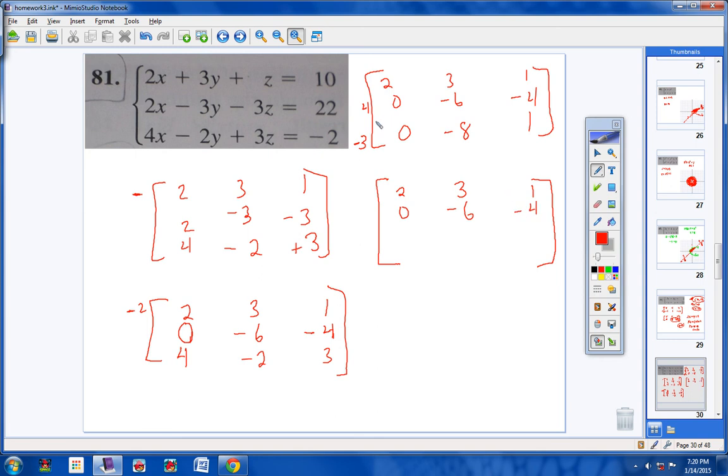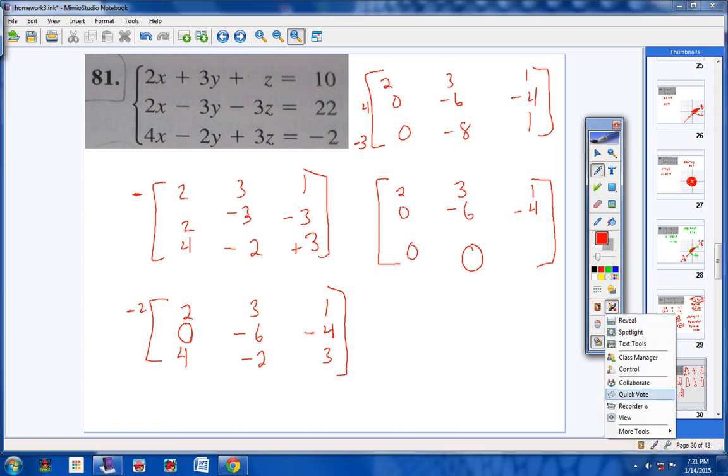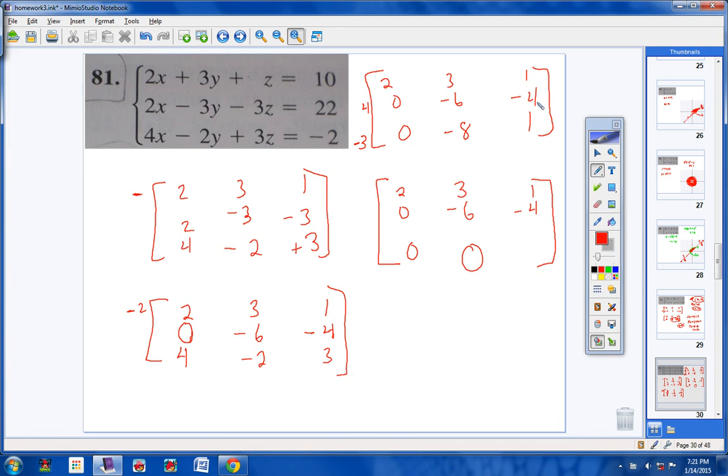Let's see, 4 times 0 is 0. And 3 times 0 is 0. 0 plus 0 is 0. This would give you a negative 24. That gives you a positive 24. Add them together and you get a 0. This would be negative 16. This would be negative 3. So negative 16, negative 3 would be negative 19.